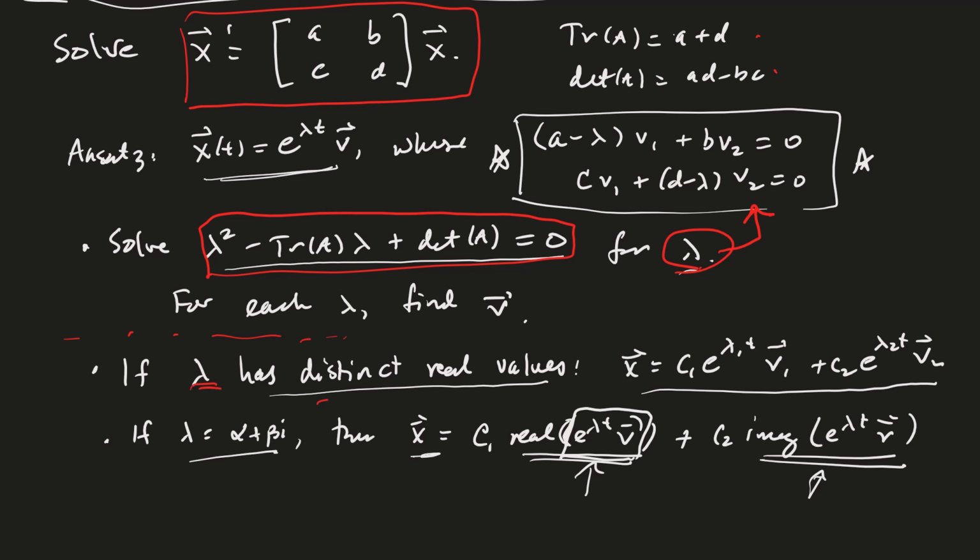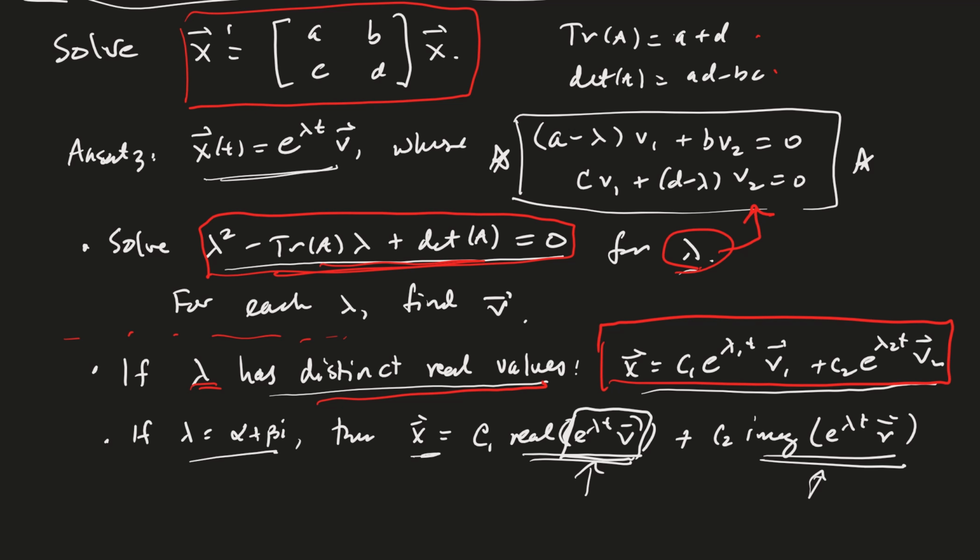If lambda has distinct real values, in other words, if the discriminant is positive here, then we have two real eigenvalues and two real eigenvectors, and we can formulate the solution by taking a linear combination of these: C1 e to the lambda 1 t v1 plus C2 e to the lambda 2 t v2.